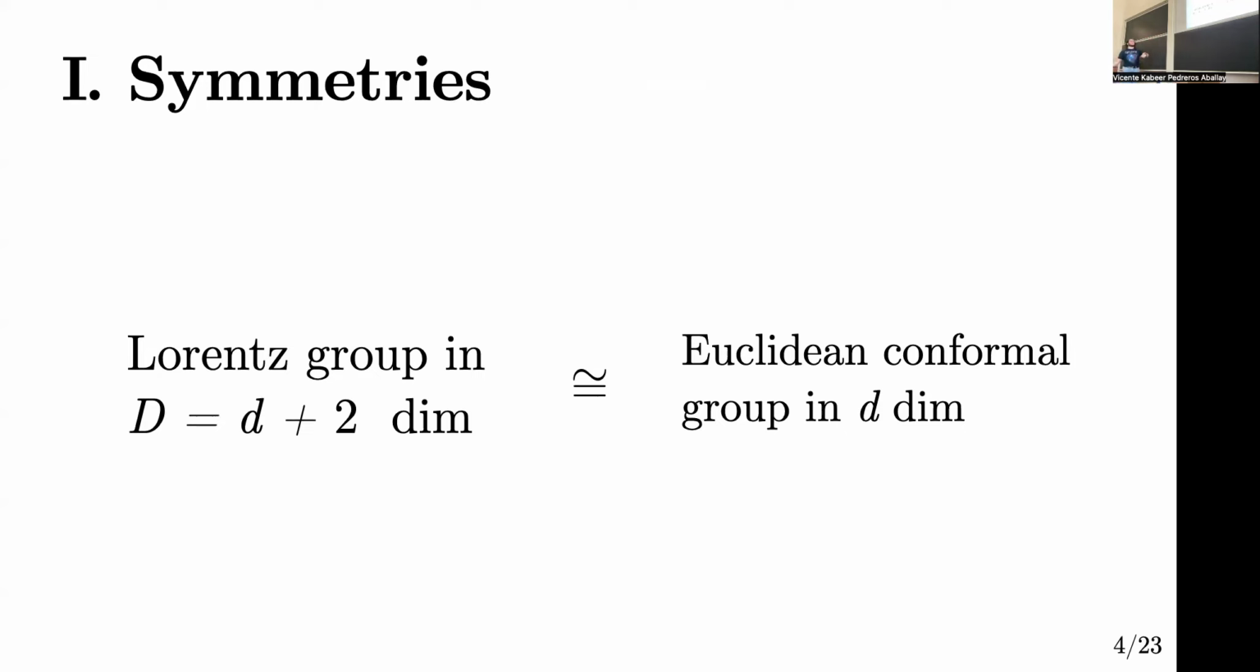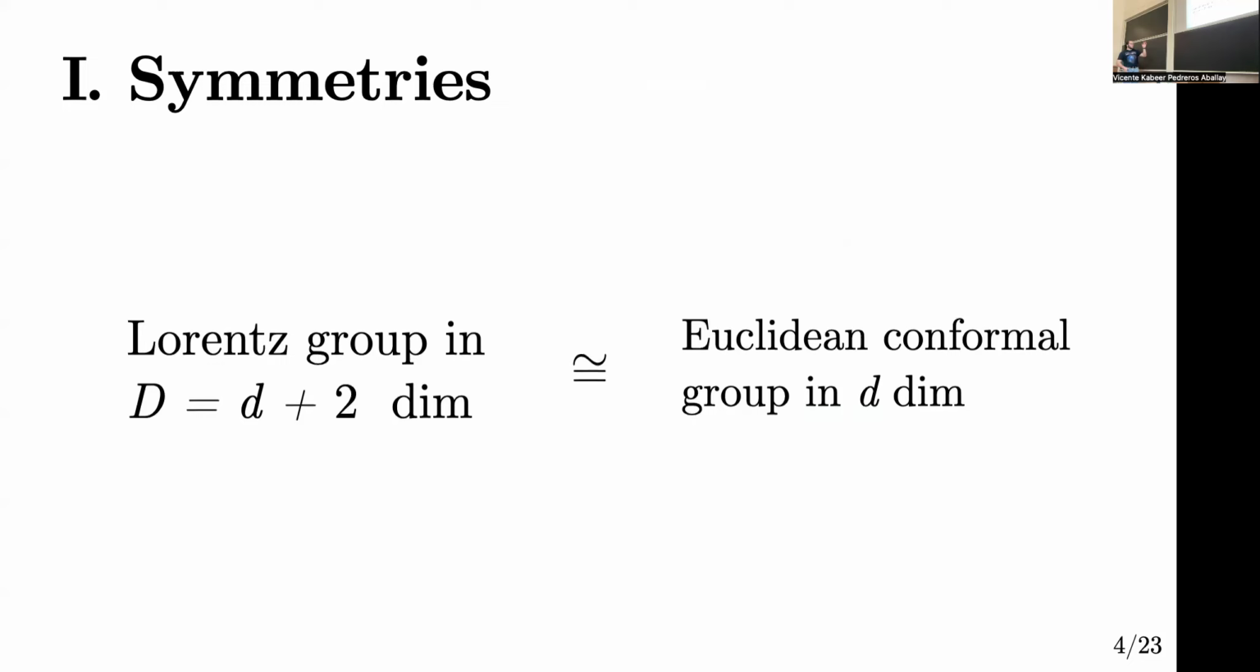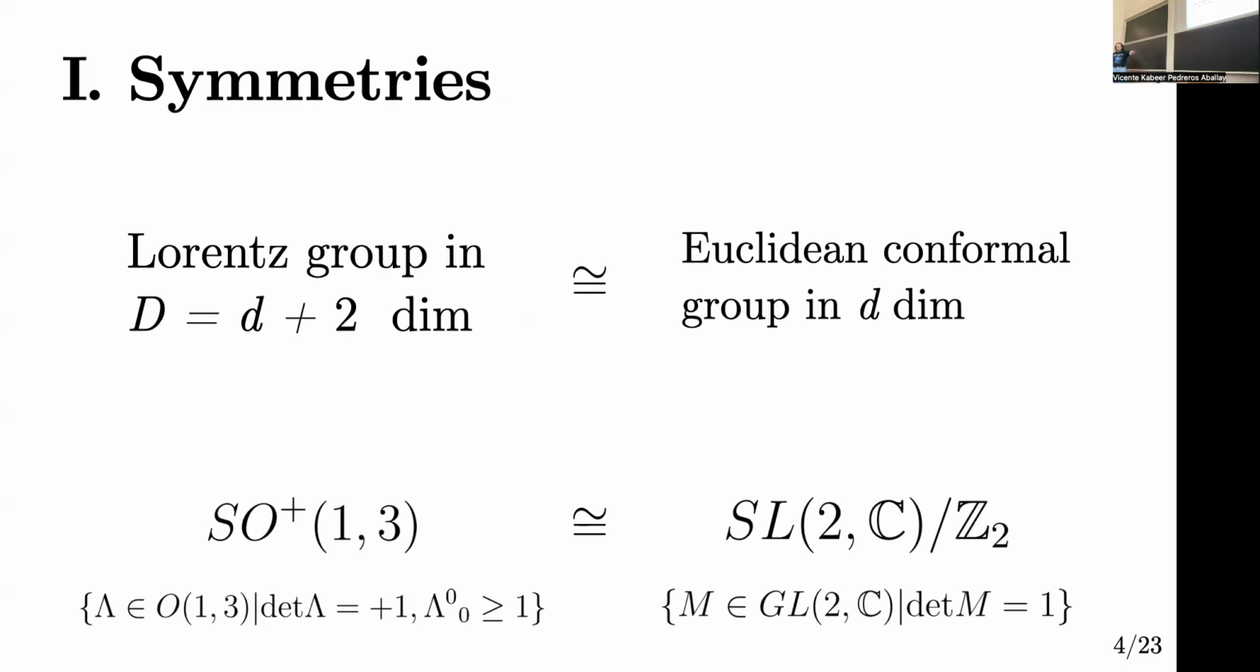So if we want to put some numbers, we see that the Lorentz group in 4 dimensions, which is the group that is describing us, acts on the sphere as the Euclidean conformal group in 2 dimensions. So the group of a 2D CFT. So there's a really nice set of matching symmetries happening. And if you want to see it from a more group theory point of view, we say that the proper orthogonal Lorentz group, so SO+(1,3), is actually isomorphic to SO(2,C) quotiented by its center, which is Z2.